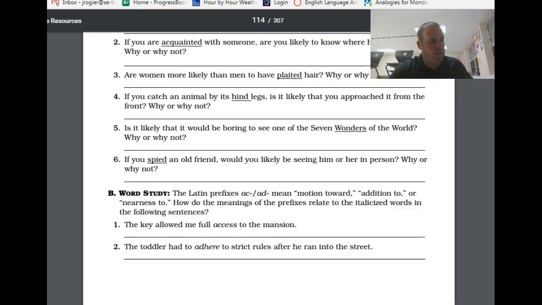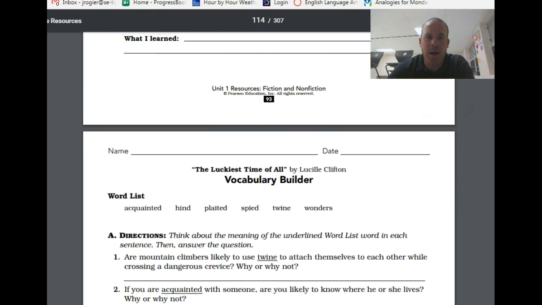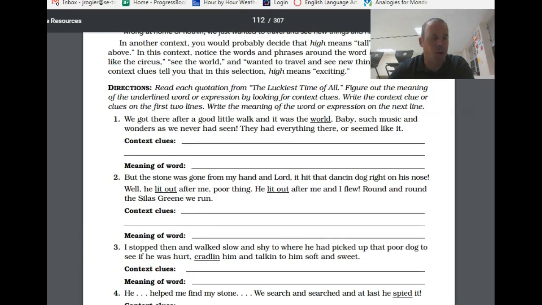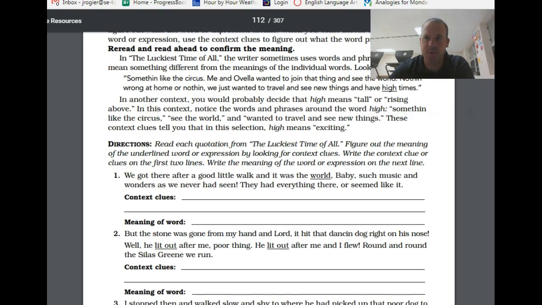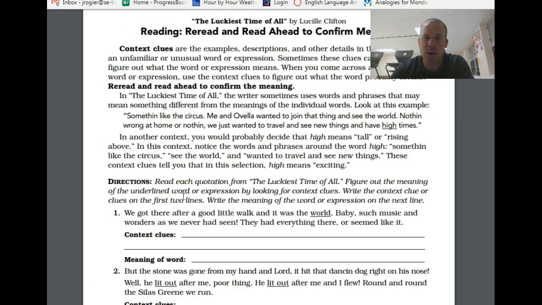The next page after that is your rereading and reading ahead to confirm meaning, and that's something we've talked about before. It's just with context clues, and how sometimes you have to either reread or read ahead quite a bit to figure out what a word means. So in the directions it says, read each quotation from The Luckiest Time of All, figure out the meaning of the underlined word or expression by looking for context clues. Write the context clue or clues on the first 2 lines, and then write the meaning of the word or expression on the next line.